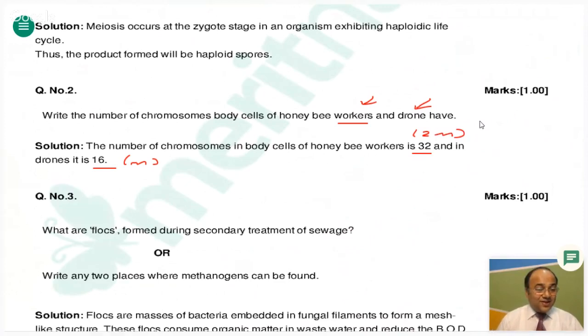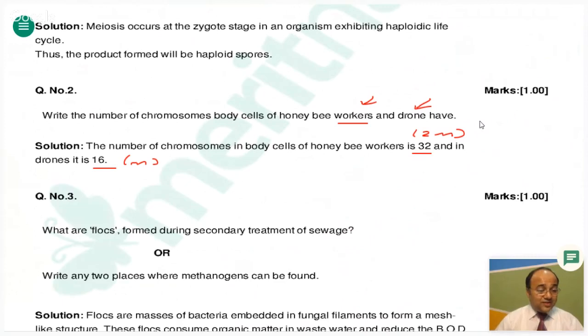Nothing difficult. Then, water flocks, which are formed during secondary treatment of sewage, I think we all know it. Flocks are your meshwork of fungal hyphae with the bacteria, right? Which helps in oxidative degradation of the sewage.